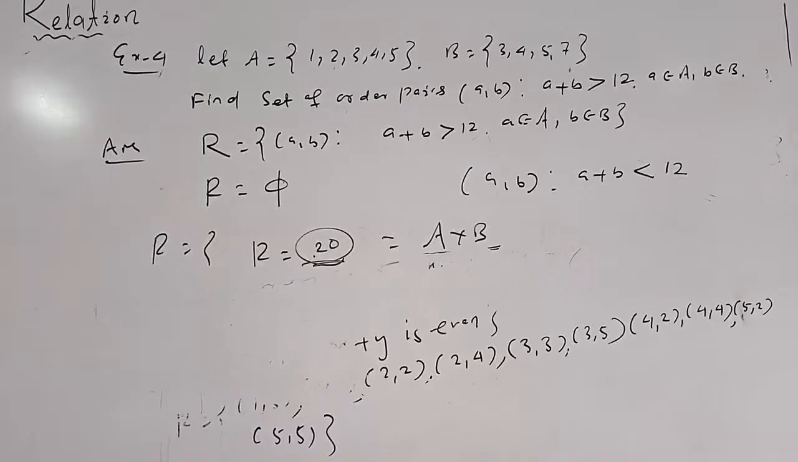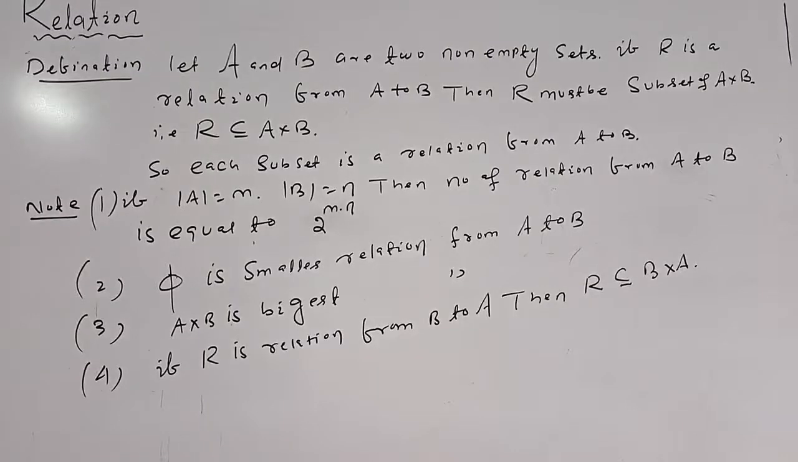Relation definition. Let A and B be two non-empty sets. If R is a relation from A to B, then R must be a subset of A cross B. That is, each subset of A cross B is a relation from A to B. If mod A is equal to m and mod B is equal to n, then the number of relations from A to B is equal to the number of subsets of A cross B. And you know the number of subsets is equal to 2 to the power mn. That's why the number of relations is 2 to the power mn. Phi is the smallest relation. Why?